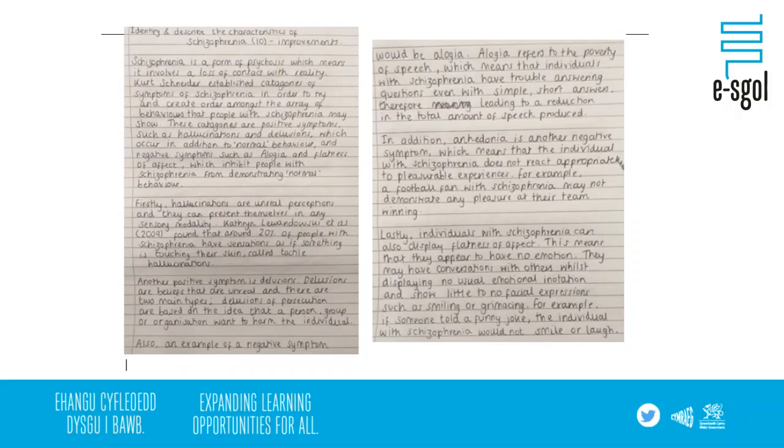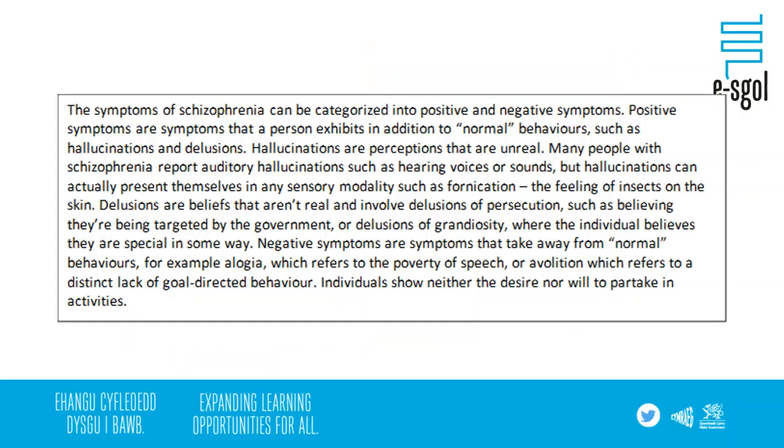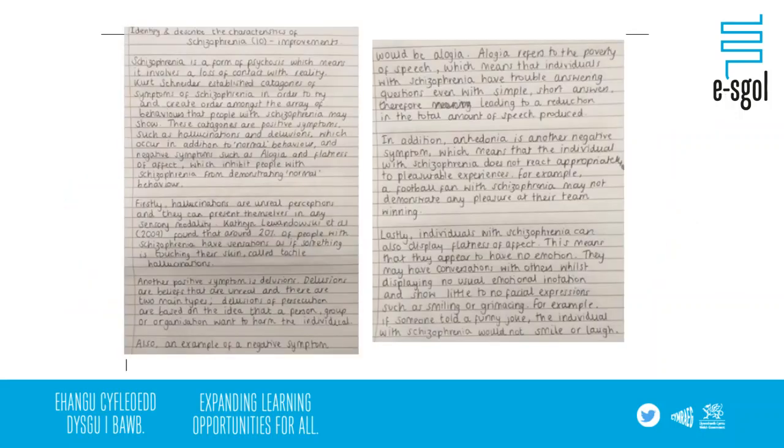Schizophrenia is a form of psychosis, which means it involves a loss of contact with reality. There we've got research. Kurt Schneider established categories and symptoms of schizophrenia in order to try and create order amongst an array of behaviours that people with schizophrenia may show. So we've got a definition of what schizophrenia is, which the first one didn't. It just went straight into the different types, positive and negative. And it's got the research, Kurt Schneider, in. So far, this one I actually think is adding a little bit more depth.